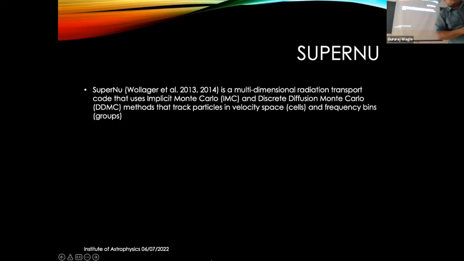Before I start talking about SuperLite, let me introduce SuperNew in brief. SuperNew is a Monte Carlo radiation transport code, a multidimensional transport code which uses implicit Monte Carlo and discrete diffusion Monte Carlo methods. I'm not going into details of these methods since we have only half an hour for my talk, but if you're interested, we can talk about it later.